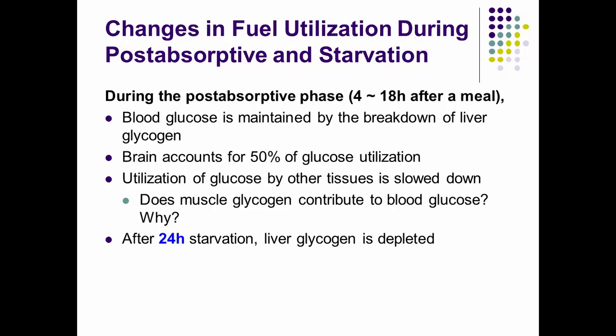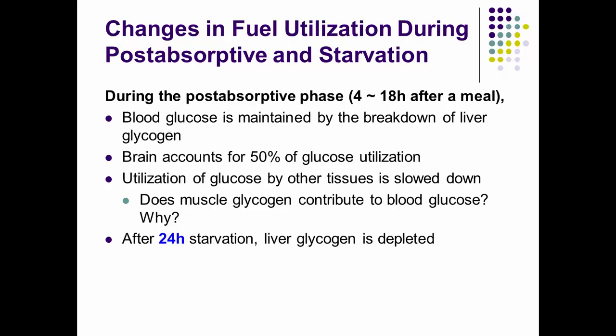And in this phase, the brain accounts for about 50% of glucose utilization. So in phase 2, 50% of the glucose actually goes to the brain. And the utilization of glucose in the other tissues starts to slow down to try to spare glucose for the brain and other tissues like red blood cells.